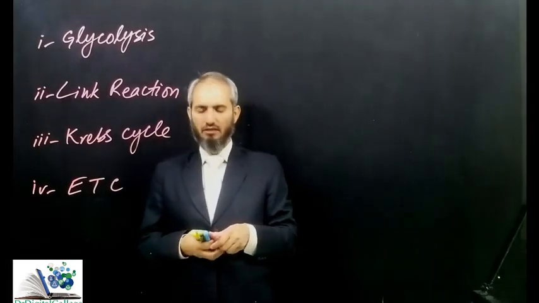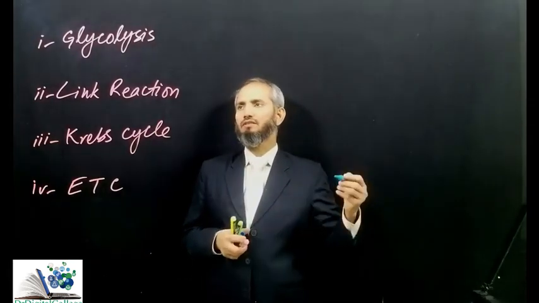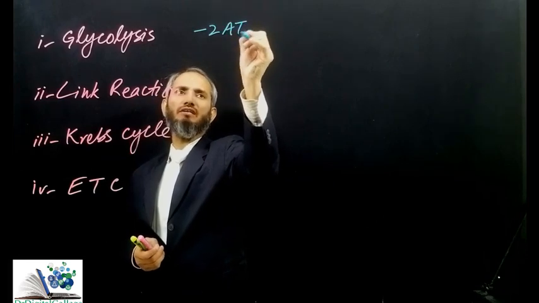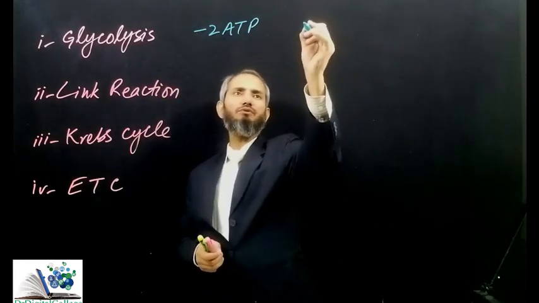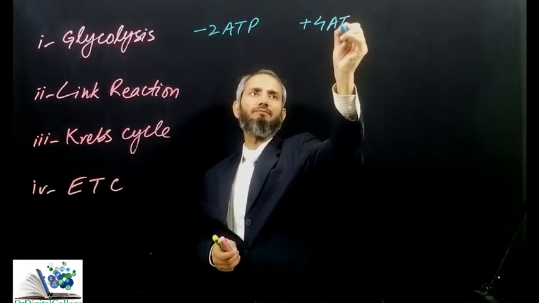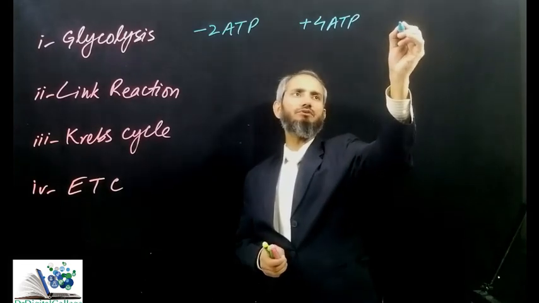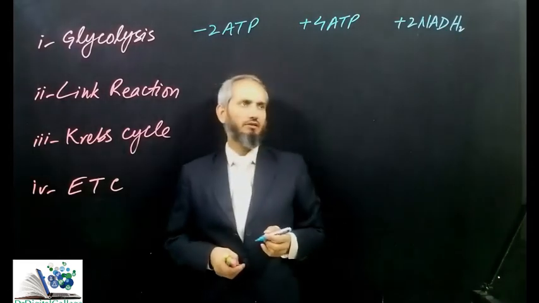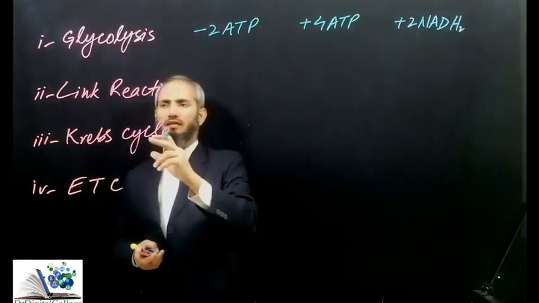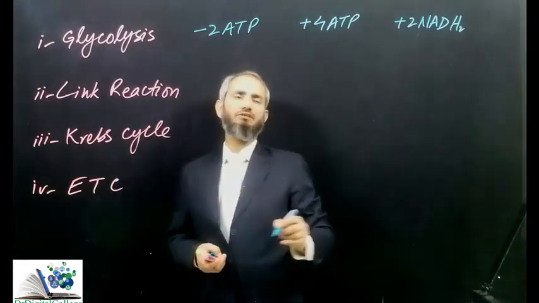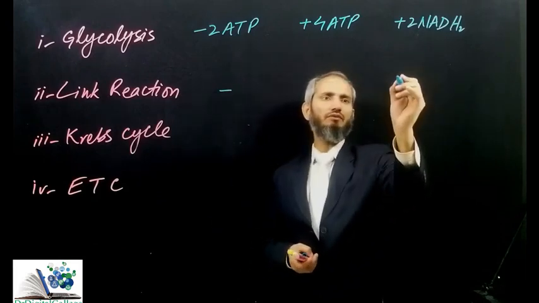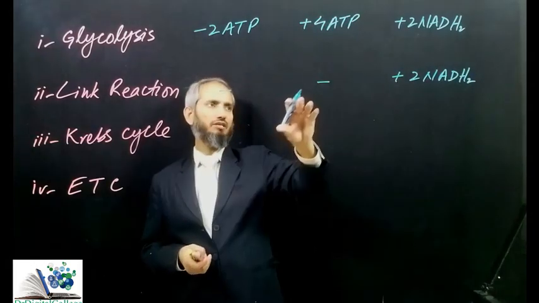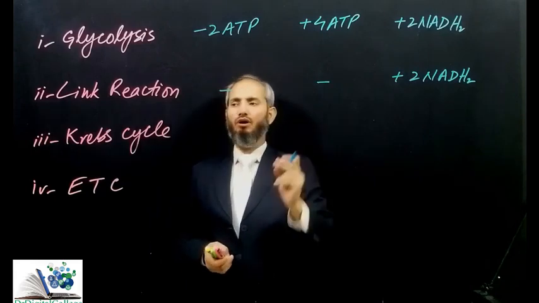Now let's see what the products of glycolysis and link reaction are in terms of energy. In glycolysis, we consumed 2 ATP, so I'm writing here minus 2 ATP. And we produced overall 4 ATP, and along with 4 ATP, we also produced plus 2 NADH2, the reduced form of NAD. In link reaction, there was no consumption of ATP energy, there was no substrate level phosphorylation, but there was the production of 2 NADH2. Keep in mind that I am writing this energy budget for 1 mole of glucose.